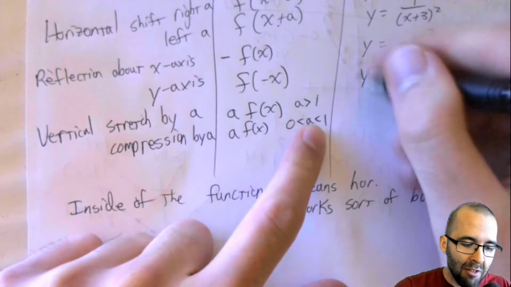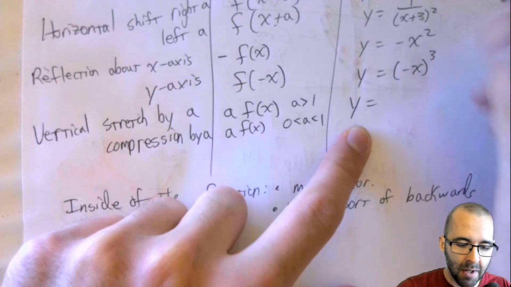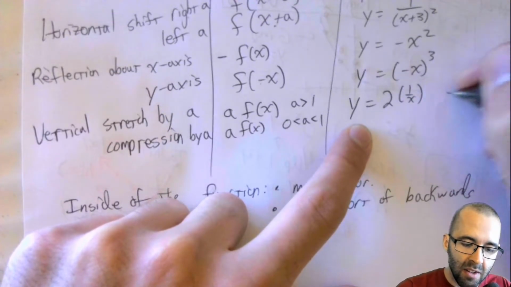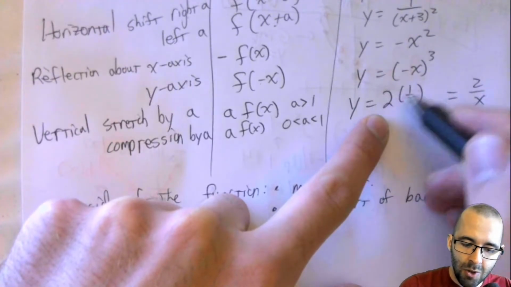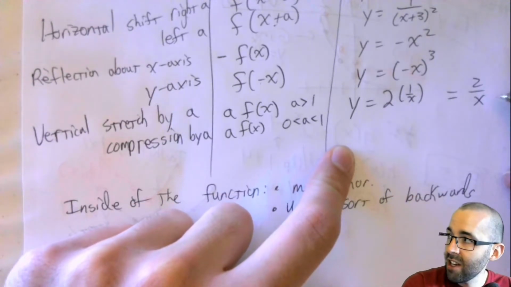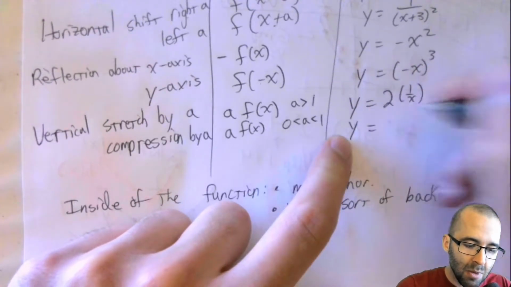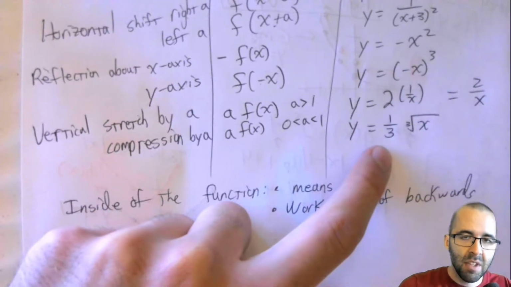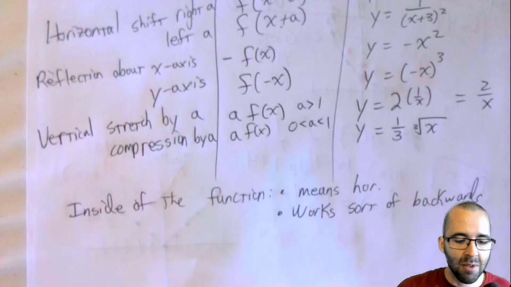An example of a vertical stretch could be something like y is equal to 2 times 1 over x, which as a side note, a lot of times is written as 2 over x. These are the same thing: 2 times 1 over x, combine those fractions, is 2 divided by x. So watch out for this. And a vertical compression could look something like y is equal to 1/3 times the cube root of x. That takes the cube root function and compresses it vertically by 1/3. Vertical because it's on the outside.